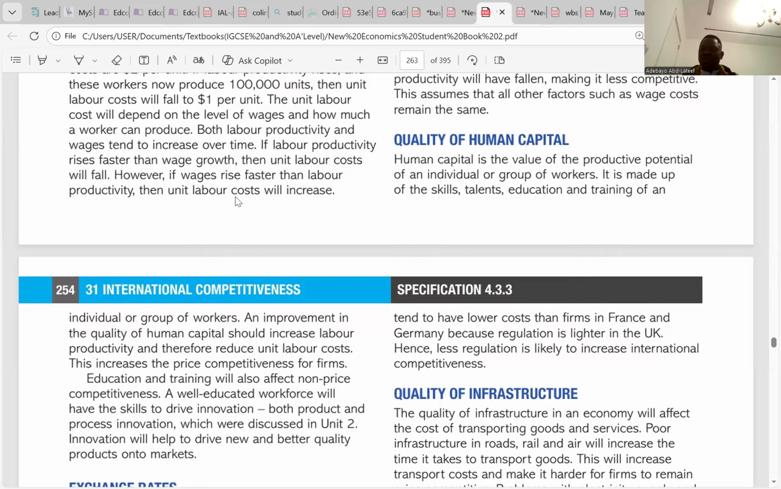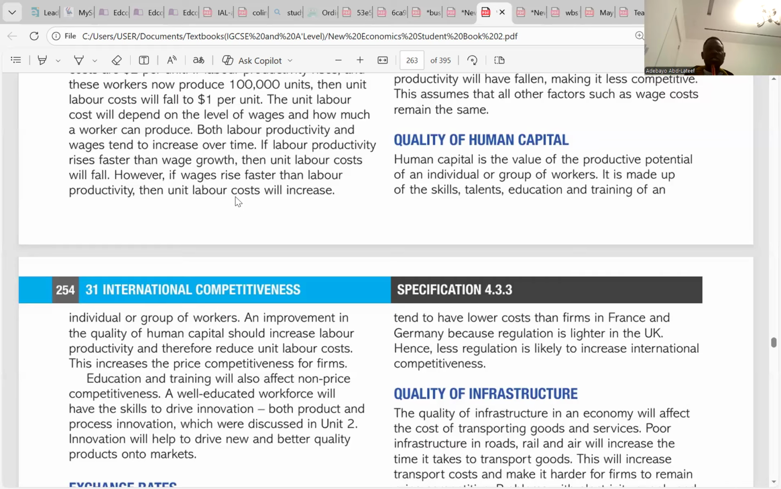Because as soon as labor productivity increases, it simply means the output each laborer is producing increases more than what it used to produce. And that makes it more efficient. So this increases price competitiveness of the firms. So firms that are able to increase their productivity through labor, because they have improved in human capital, will have a competitive advantage over their competitors.